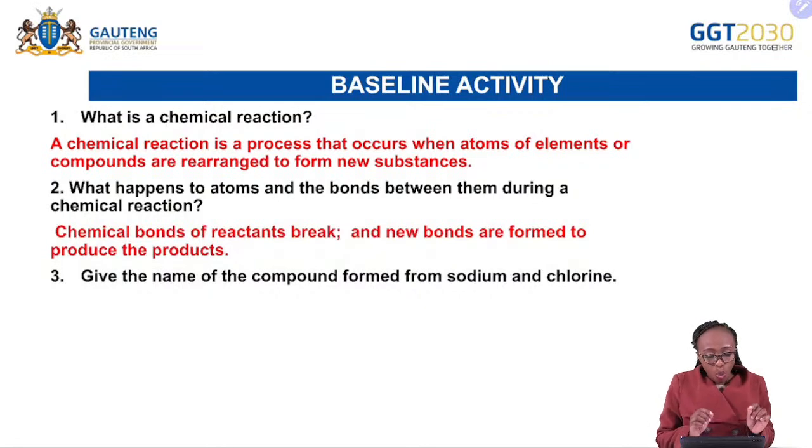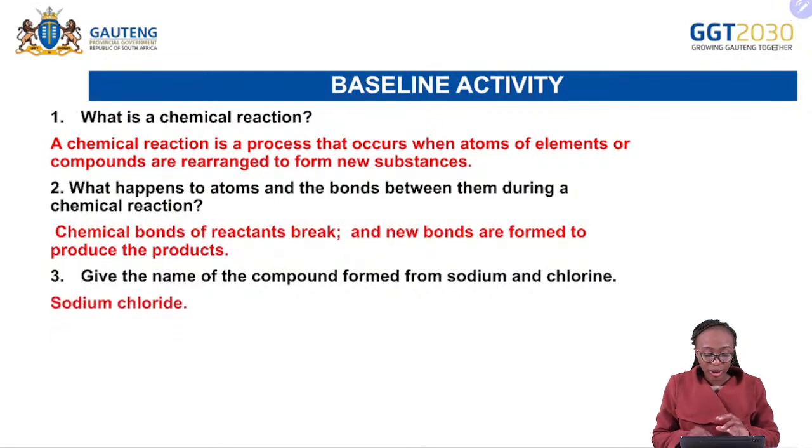During a chemical reaction, those bonds, remember we defined a chemical bond in our previous lesson as a force that holds atoms together. As the atoms are being rearranged, what do you think is going to happen to that force that is holding the atoms together? It is going to break. So bonds will break and then new bonds will be formed. That is what happens to atoms and the bonds between them during a chemical reaction. And then the third question read, give the name of the compound formed from sodium and chlorine, which is sodium chloride. Do you remember what sodium chloride is?